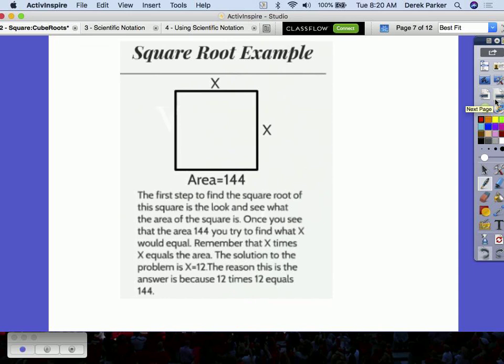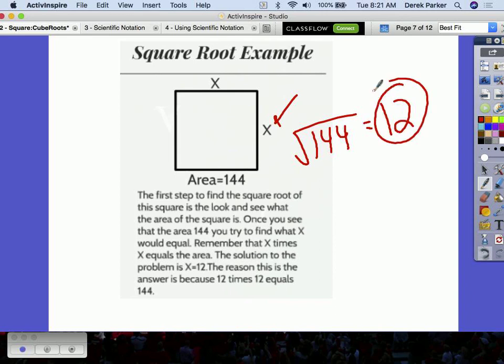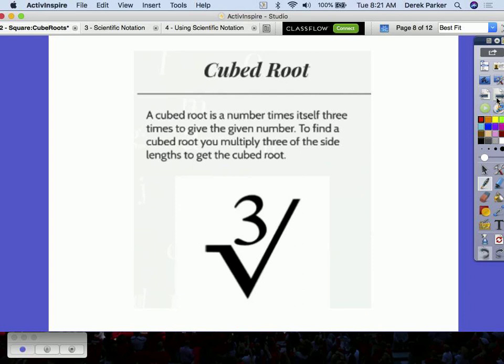Now, let's say I had a square, and the area of that square was 144. Since it is a square, I know both sides are equivalent to one another. So if I wanted to find x, all I would have to do is take the square root of 144, and I think to myself, what number times itself gives 144? The answer is 12. So the square root of 144 is 12.